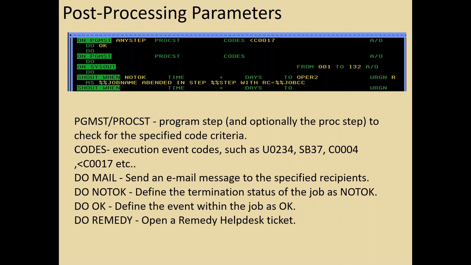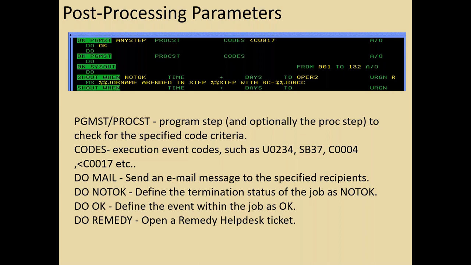Then next is code execution event codes such as U0234, SB37, C004, then condition code less than 17, etc. Then in production support, when there are priority 1 jobs, okay, when the job is of priority 1, these conditions will play an important role.